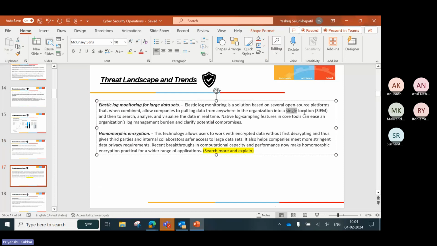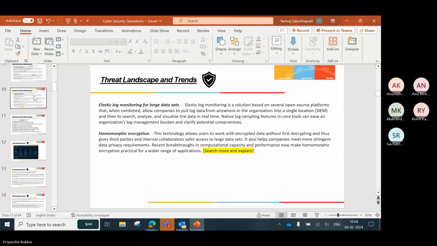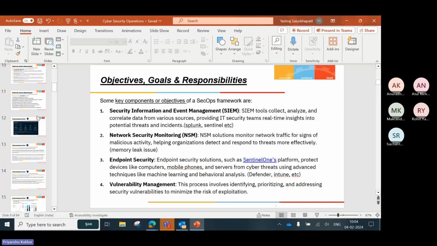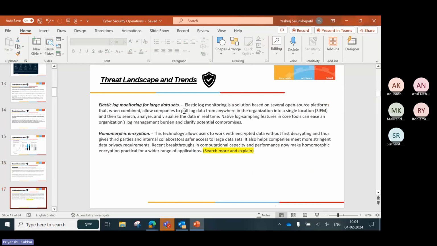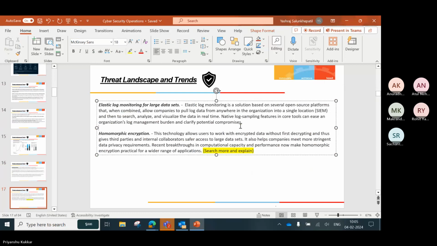तो वो सिंगल लोकेशन जहां ये पुल करेगा is the SIM tool जो हमने कल देखा था. Splunk and Sentinel is where that data would come. ठीक है. So the company will pull data from anywhere in the organization and put it in a single location. Where is that location? That location is the Microsoft Sentinel application or Splunk application. ठीक है. To search, analyze and visualize data in real time. Like I said, how you view it is your skill. Your role in this, your skill in this, is how you investigate it using this tool.